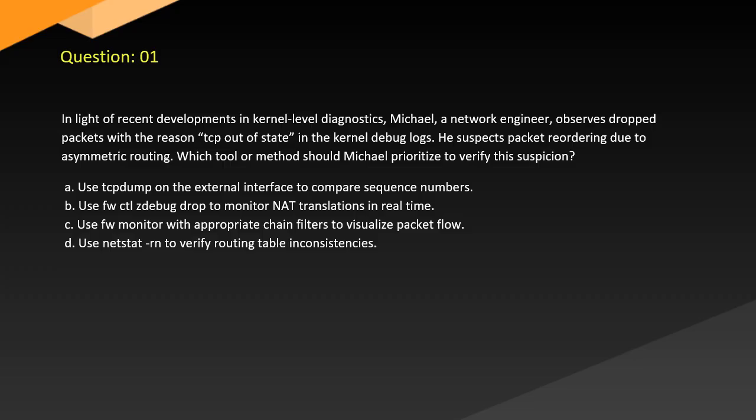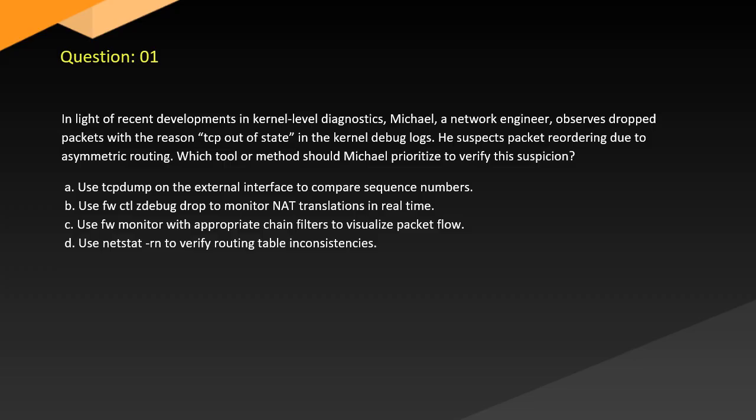Question 1. In light of recent developments in kernel-level diagnostics, Michael, a network engineer, observes dropped packets with the reason "Read of state" in the kernel debug logs. He suspects packet reordering due to asymmetric routing. Which tool or method should Michael prioritize to verify this suspicion?